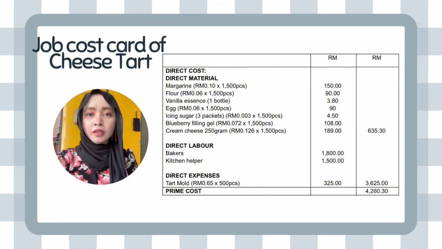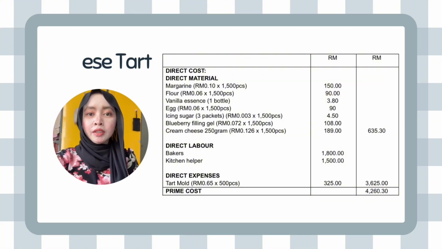First, for our bakers, the cost allocated is 1,800 ringgit. Second, for the kitchen helper, the cost allocated is 1,500 ringgit. Here, we have the tart mold, which costs 0 ringgit and 65 cents multiplied by 500 pieces, bringing the total direct expenses to 325 ringgit. Finally, to conclude our analysis, when we sum up the subtotal of our direct material, direct labor and direct expenses, we arrive at our overall prime cost, which totals 4,260 ringgit and 30 cents.